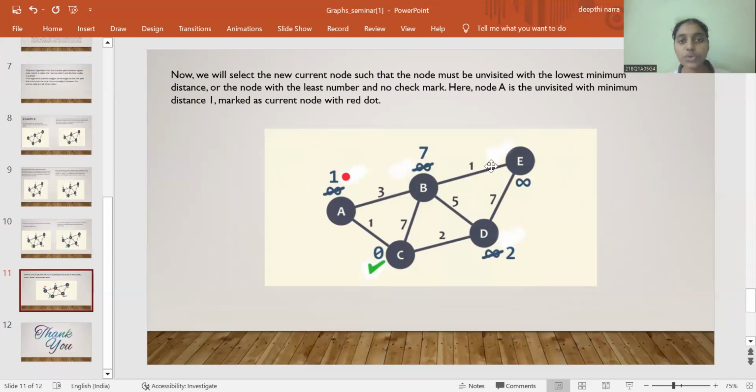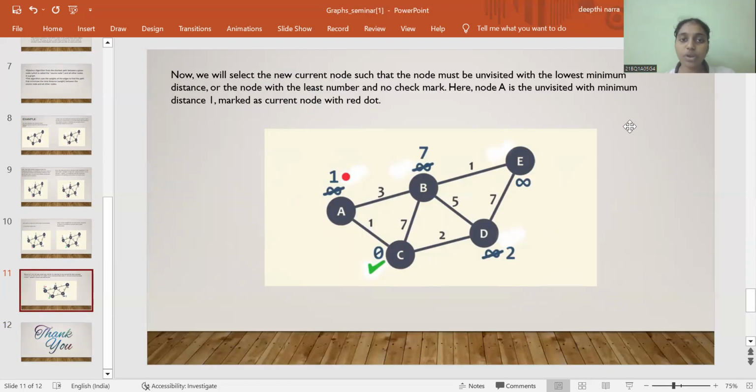Now we will select the new current node such that the node must be unvisited with the lowest minimum distance, or the node with the least number and no check mark. Here node A has less weight than all other vertices and A is unvisited. So node A is the unvisited node with minimum distance, and it is marked as the current node with a red dot.